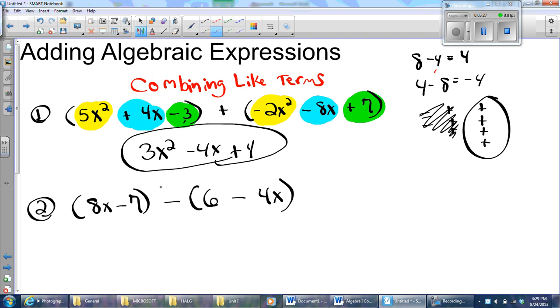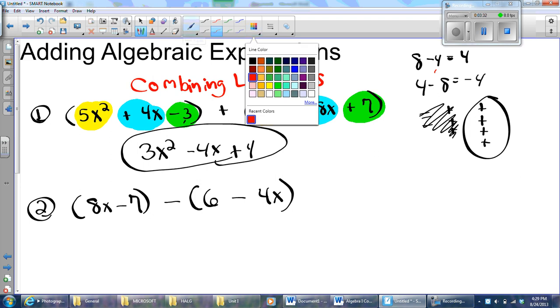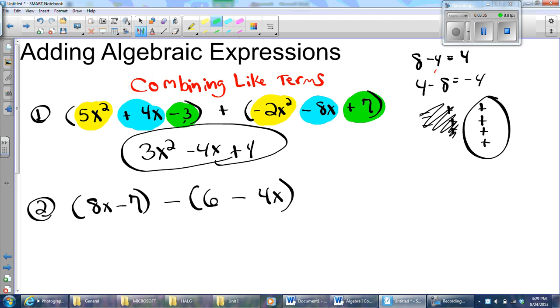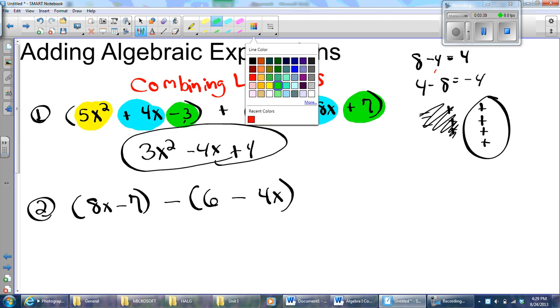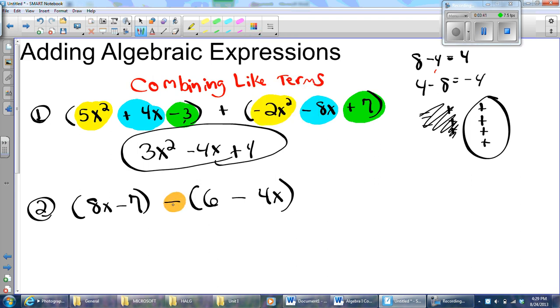Okay. Now, the second problem here, you see this negative in front of the quantity? This negative belongs to the quantity it's in front of, just like a negative sign on this 8 belongs to the 8x. This negative sign belongs to the 3. The positive here belongs to the 4. This negative belongs to the quantity. Does it belong to the 6? No, it belongs to both the 6 and the 4.